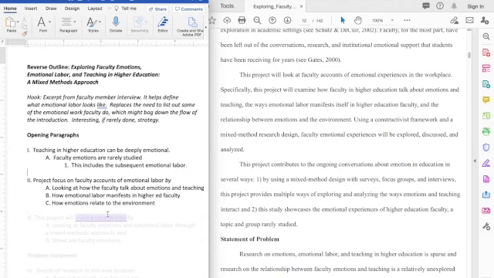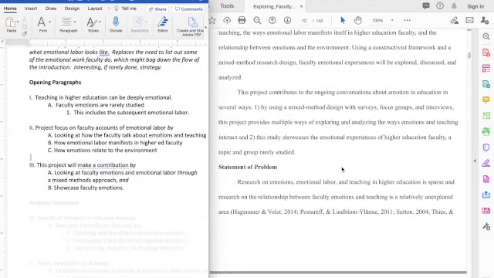All right, on to paragraph number 3. This project contributes to the ongoing conversations about emotions in education in several ways. 1, by using a mixed method design with surveys, focus groups, and interviews, this project provides multiple ways of exploring and analyzing the ways emotions and teaching interact. And 2, this study showcases the emotional experience of higher education faculty, a topic and group rarely studied.